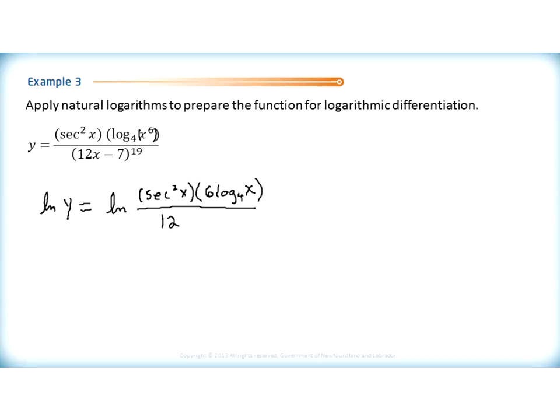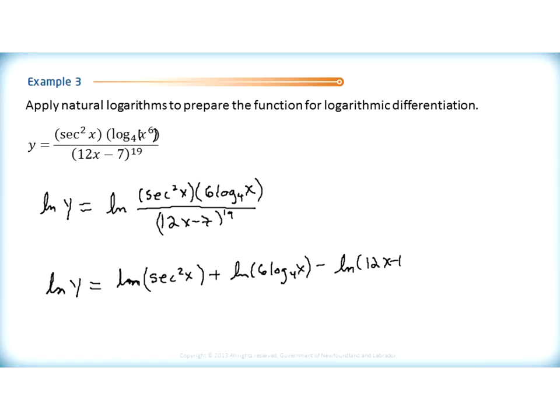And then down here I've got 12x minus 7 to the power of 19. And a quick way to do the separation business is if you're having a logarithm of a fraction, then anything in the numerator is going to have to be a positive. So I'm going to have ln of secant squared of x there plus ln of 6 log base 4 of x, and there's some more we can do with that too. And then I've got to subtract the bits from the denominator, and there's only one bit here, so it's the ln of 12x minus 7 to the power of 19.